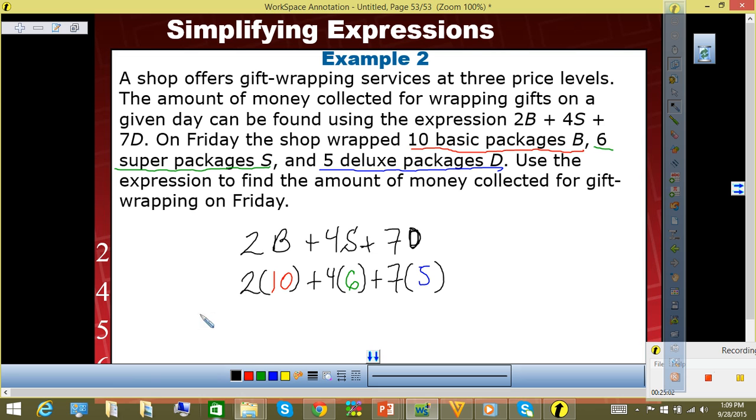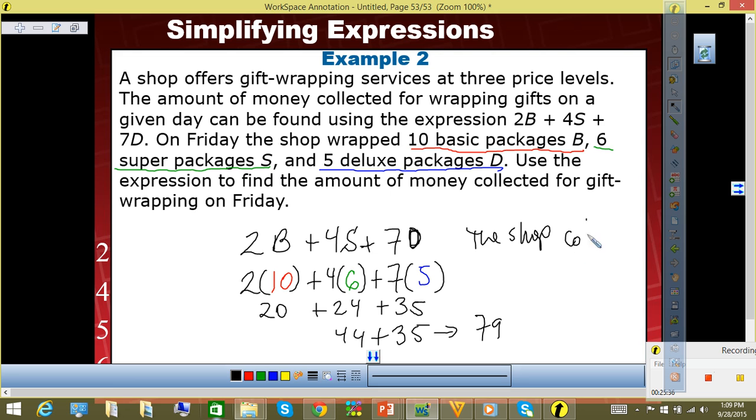Since we don't have any, we can't do anything inside the parentheses. There's no powers. Multiplication, we go from left to right. This is 20. This is 24. And this is 35. Addition and subtraction from left to right. Be nice. 20 plus 24, that's 44. Plus 35, that is 79. Therefore, the shop collected 79 buckaroonies for gift wrapping.